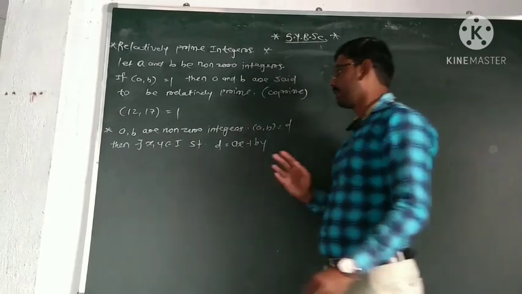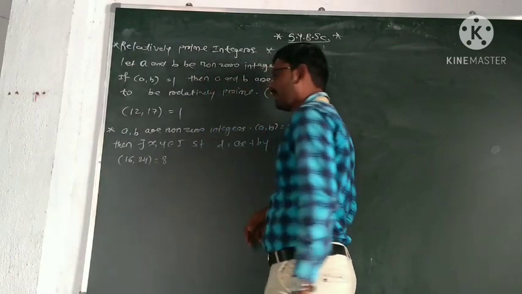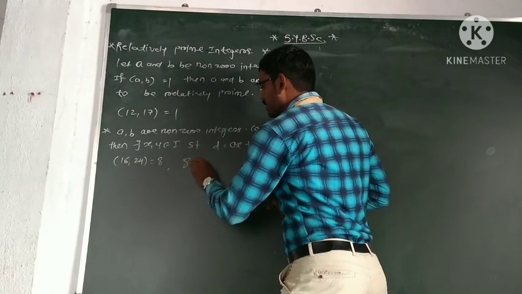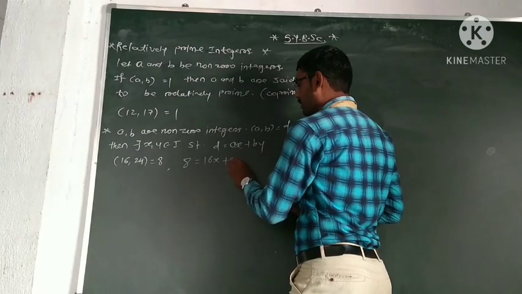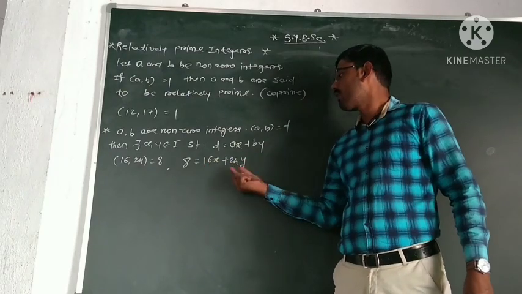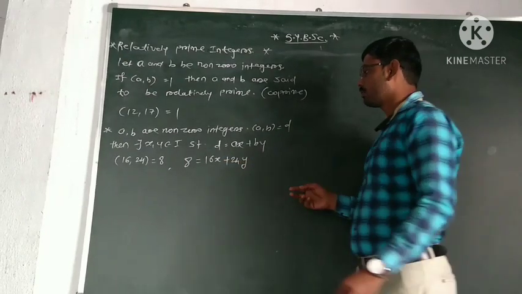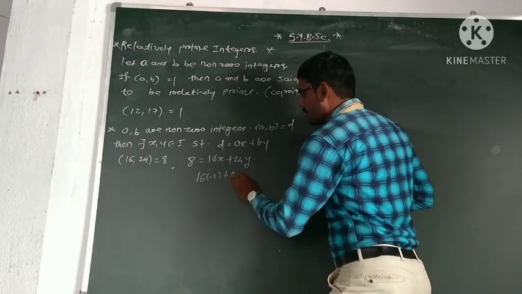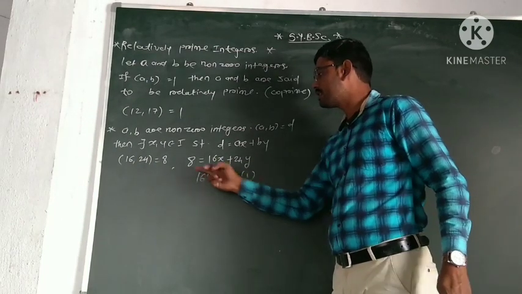For example, we know GCD of 16 and 24 is equal to 8. So there exist integers x and y such that the GCD 8 is equal to 16 times x plus 24 times y. Such x and y exist. Put x equal to minus 1 and y equal to 1. So 16 into minus 1 is minus 16, and 24 into 1 is 24. 24 minus 16 is 8.